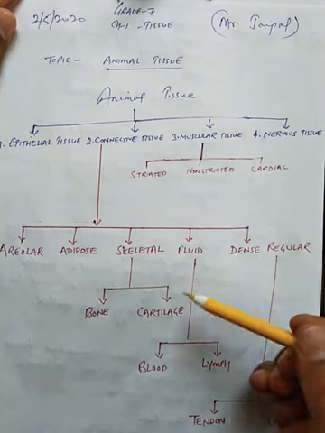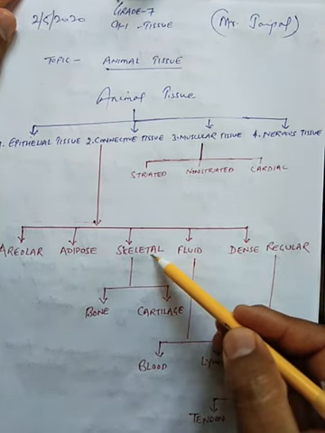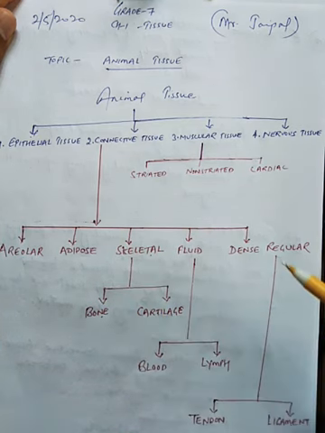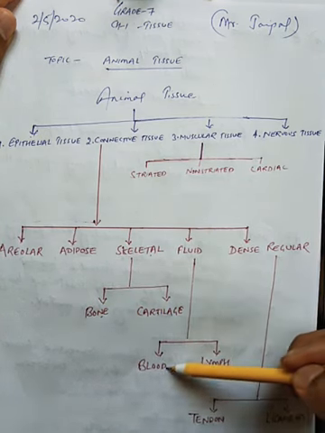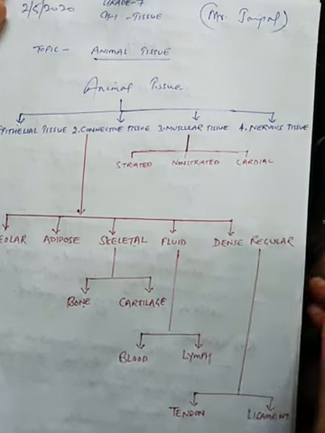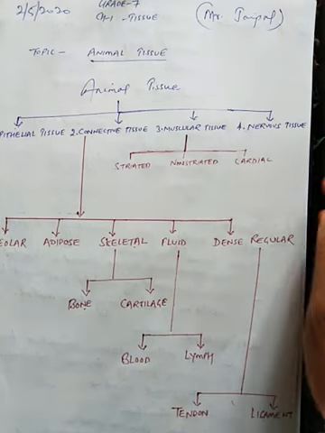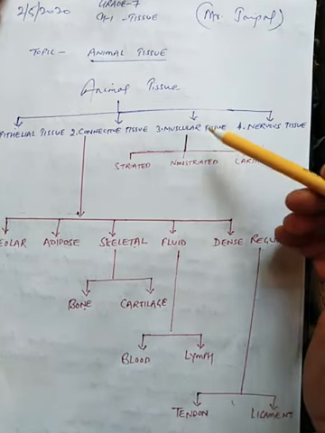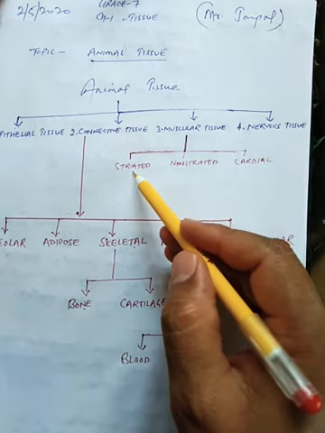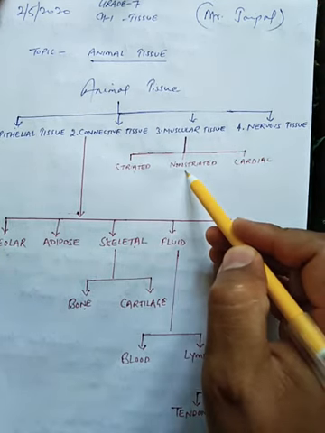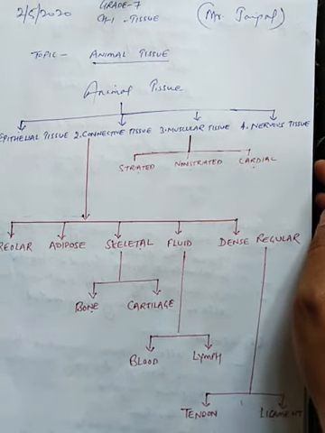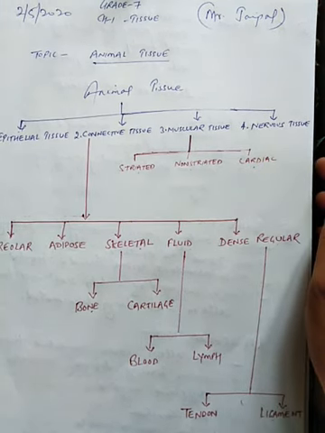Further, you can see here this skeletal one is again divided into bone and cartilage. Fluid is divided into blood and lymph, and this dense regular is divided into tendon and ligament. The third one you can see here, muscular tissue, is divided into three types, that is striated, non-striated, and cardiac. So students, one by one we are going to discuss these tissues.